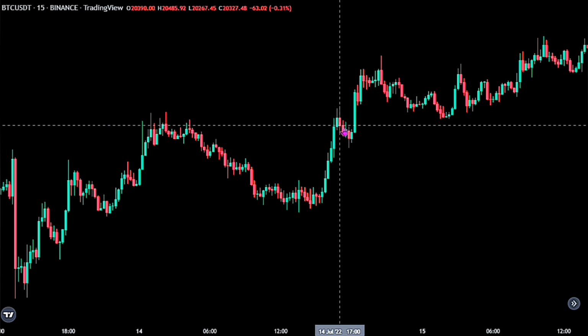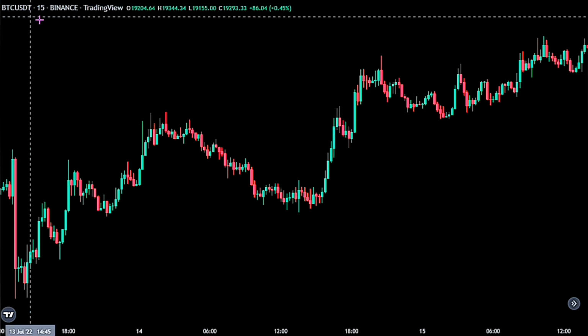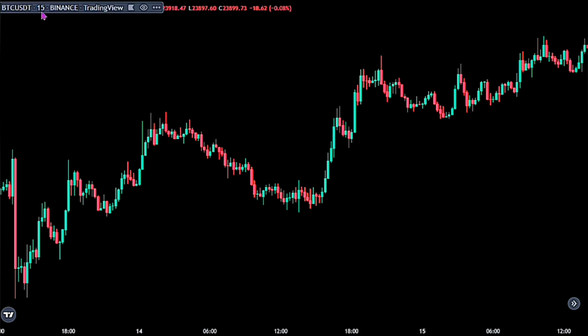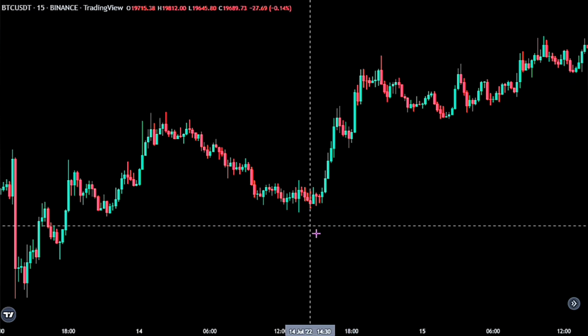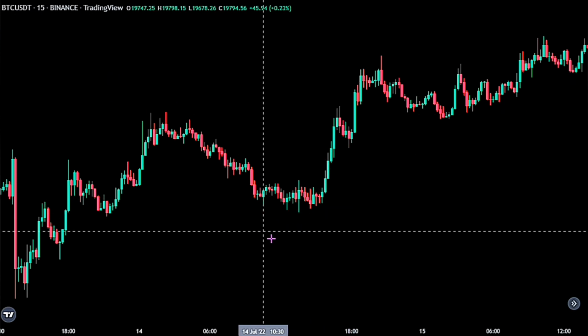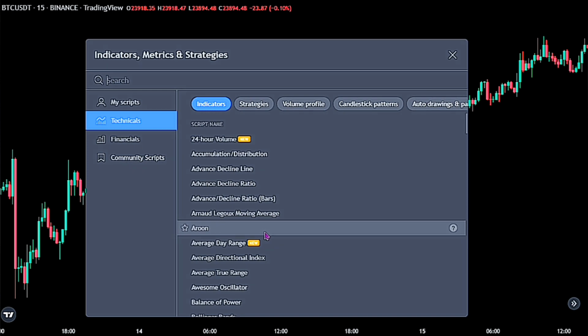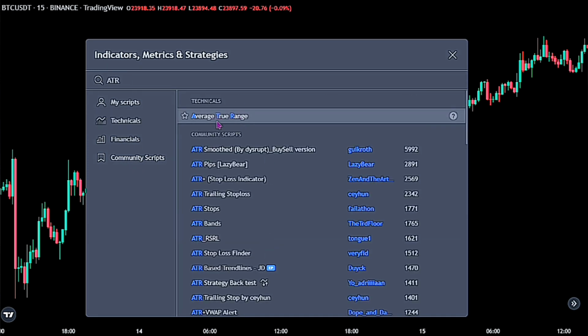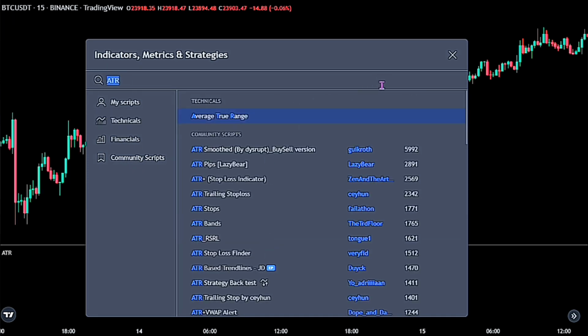Okay, this is the BTC United States dollar tether. And this strategy works well on the 15-minute time frame. So, let's get into our trading strategy. The first indicator on our list will be the average true range. This is a perfect indicator. It's probably the number one indicator that you should have in your trading system.